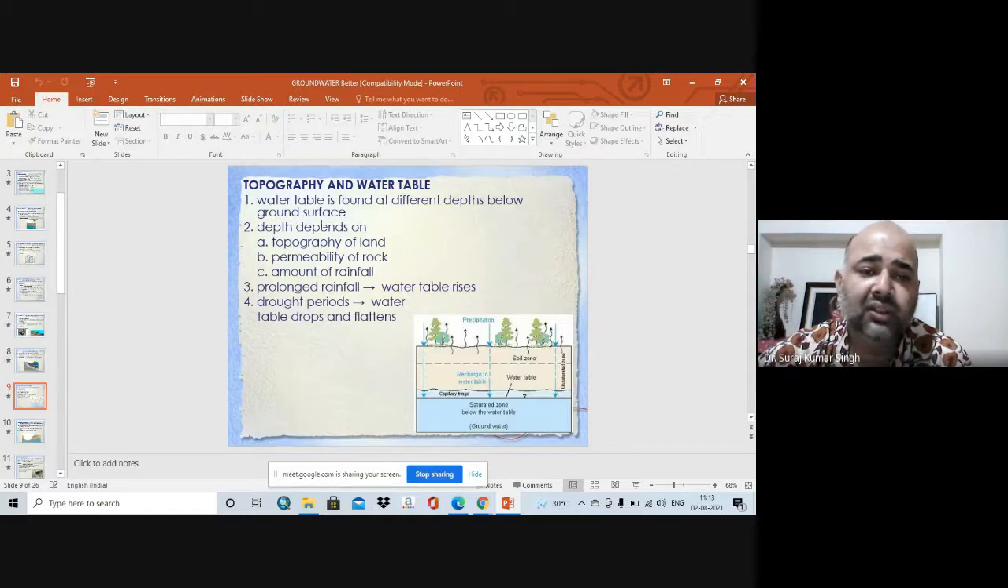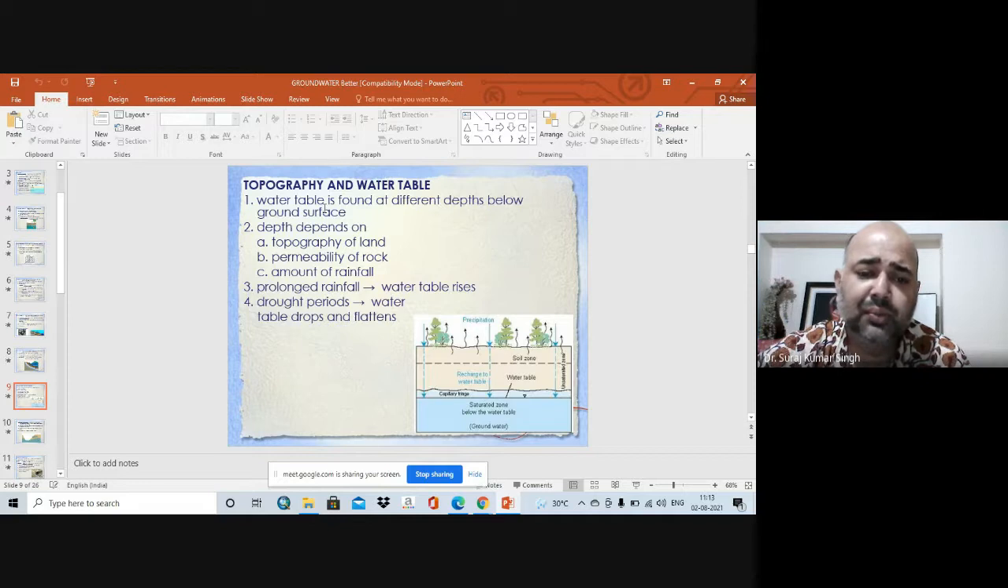Then what are the different kinds of topography and water table associated, and how are they interrelated? You will find that the water table is found at different depths under different ground surfaces. If the ground surface has sand or loamy material, or a clay surface, the water table will depend on these surfaces. The depth of the water table depends on the topography of the land, meaning the gradient, then permeability and how it is connected, and finally the amount of precipitation or rainfall in that area.